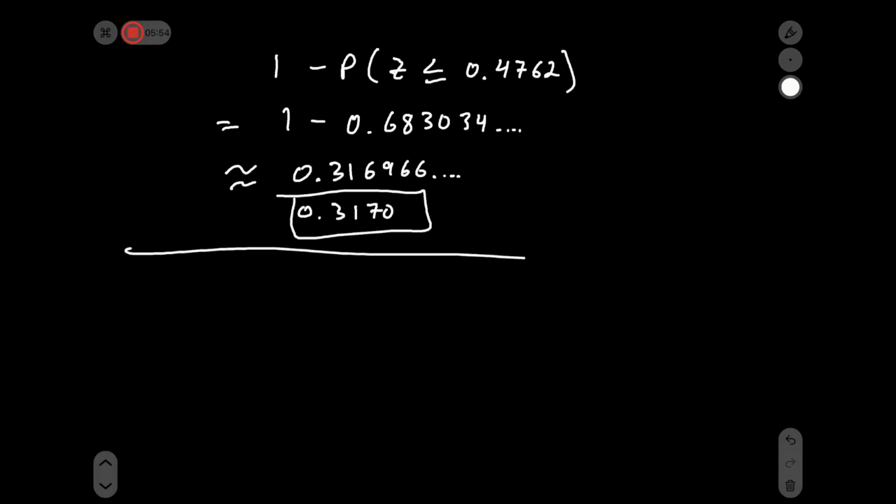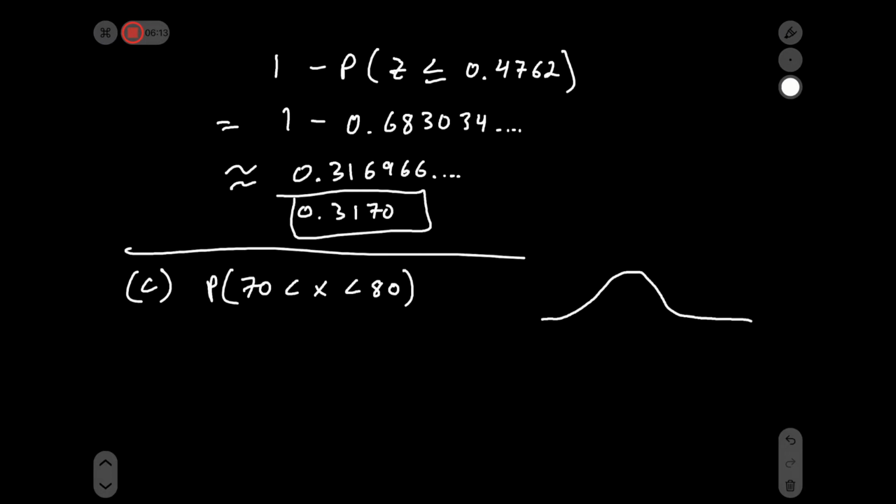problem. Let's look at part C, the probability that the score falls between 70 and 80. Maybe we want to find what's the probability that somebody got a C on this exam. And just to show the corresponding graph here, with a mean of 82, we're looking for something in this range, right, from 70 to 80.